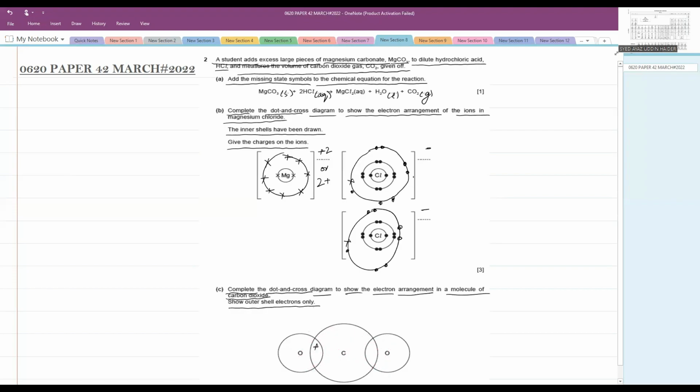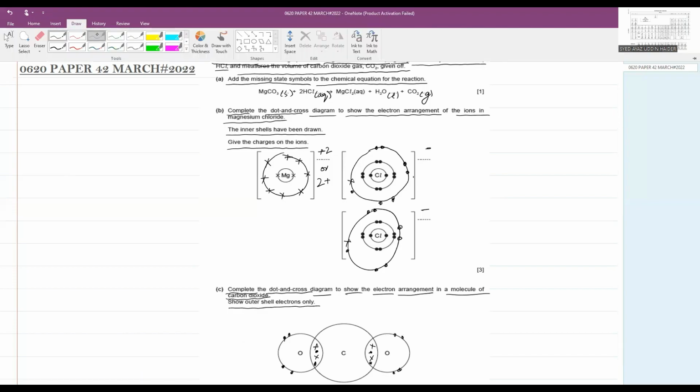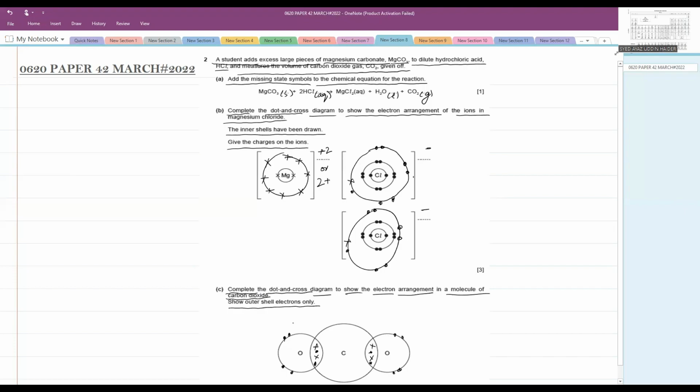For carbon, 1, 2, 3, 4. For oxygen, 1, 2, 3, 4, 5, 6. If you count the number of electrons for each oxygen atom, it will be 8. For the carbon atom, it should also be 8.